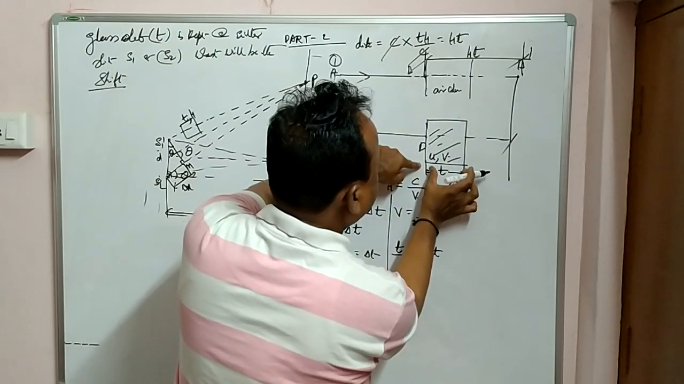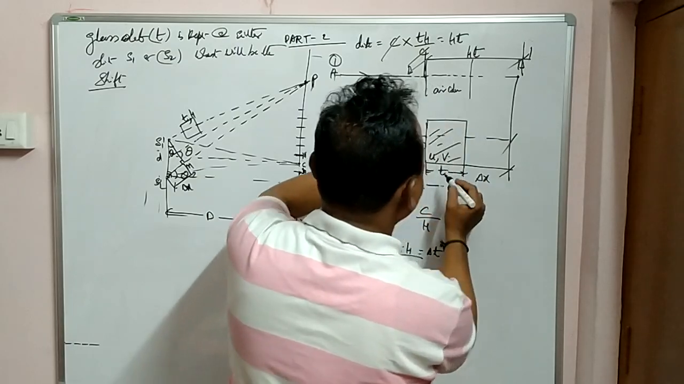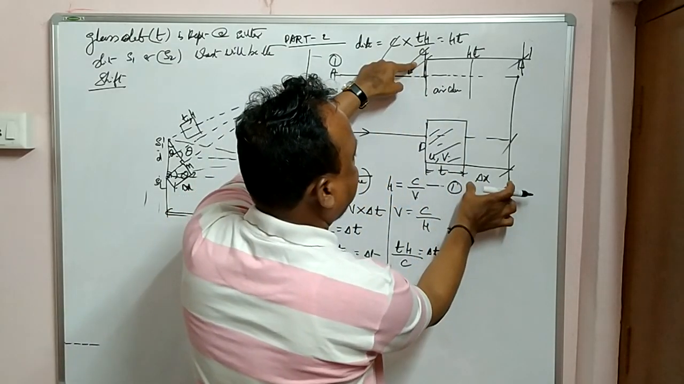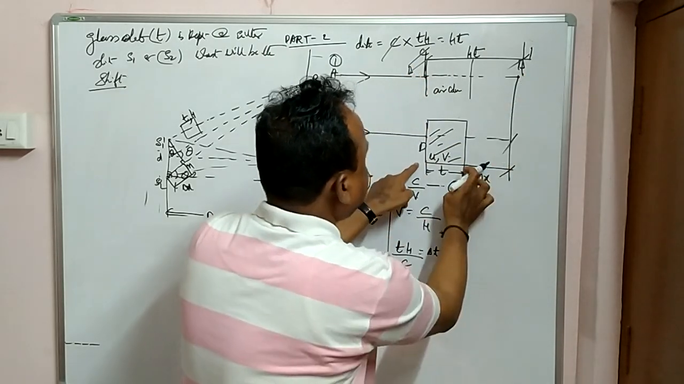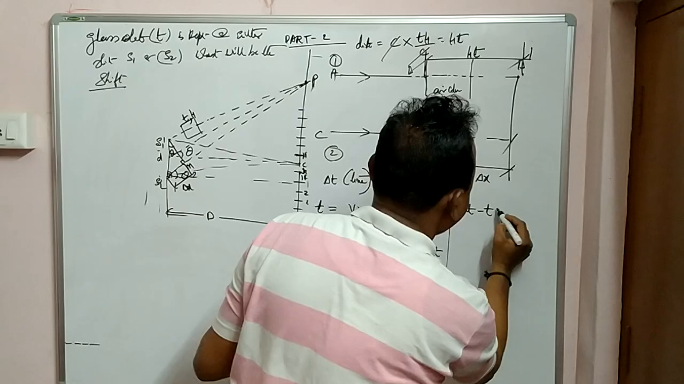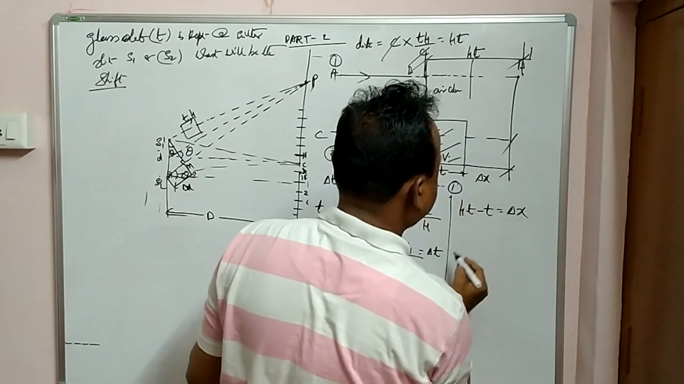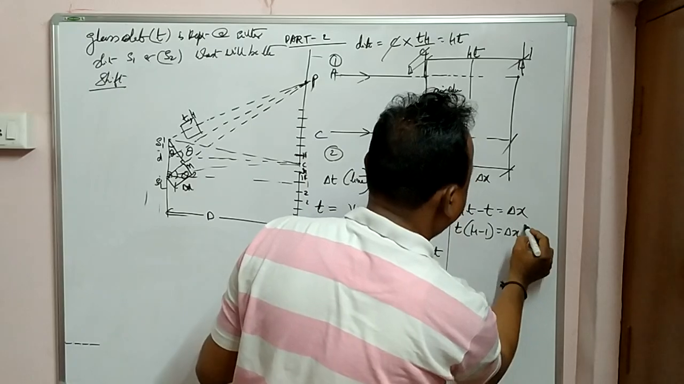And this one only T. So what is the difference, the path difference between this wave and this wave? Delta x. How much difference is there? mu T minus T. See here. mu T minus T is equal to delta x, or T into mu minus 1 is equal to delta x.